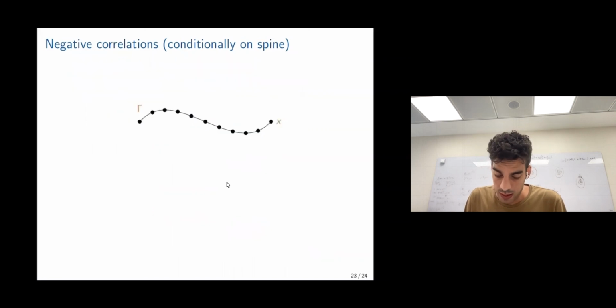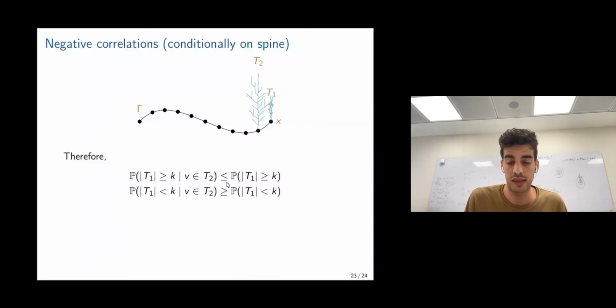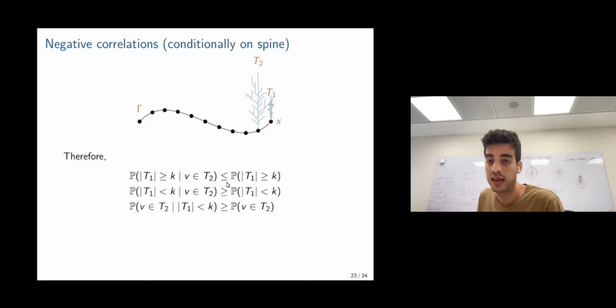And so let's arrange the terms. So this is what we have from the previous discussion. We can take complements and get that given V in T2, the probability of T1 to be small only increases, meaning that these two are positively correlated. So using Bayes, we can just say that given that T1 is small, and we should think about it as the first trial failed, the first batch of trees is small, then the probability of V to be in T2 only grows.